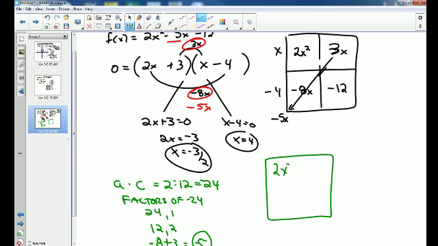2x squared, negative 12, negative 8x, and 3x, right? Because that's the number I got. That means that if this is 2x, this is x, this is negative 4. So using that A times C multiplication and factoring that number can narrow down your results very quickly.